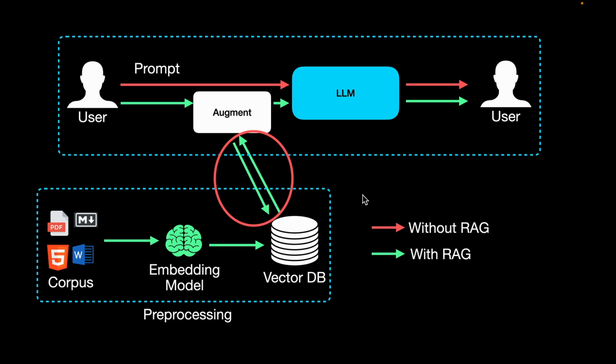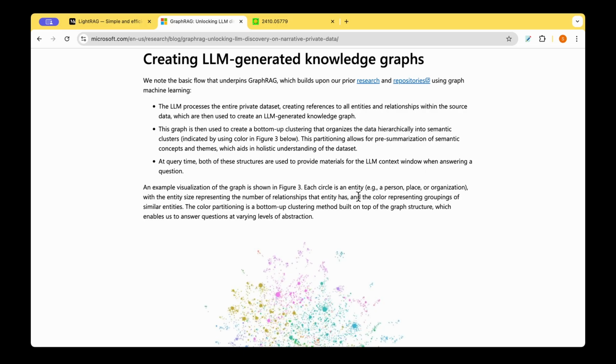Now, this is the promise of LightRAG. Before we look into LightRAG, you may ask that we already have GraphRAG, so why do we even need a LightRAG? The answer is that GraphRAG uses an LLM to process the entire private dataset, creating references to all entities and relationships. This graph is then used to create a bottom-up clustering that organizes the data hierarchically in semantic clusters. So what this means is that whenever you have new data, you will have to go through this step all over again over the entire private dataset, and this is going to be a super bottleneck.